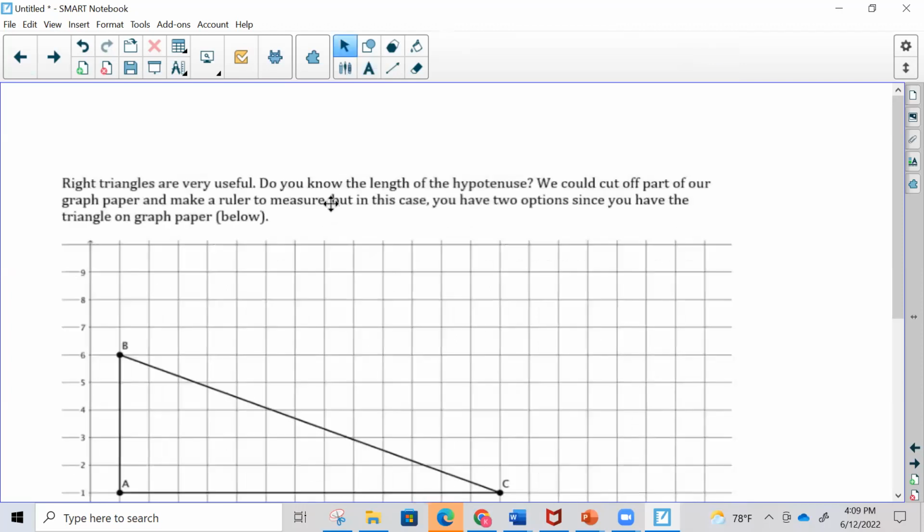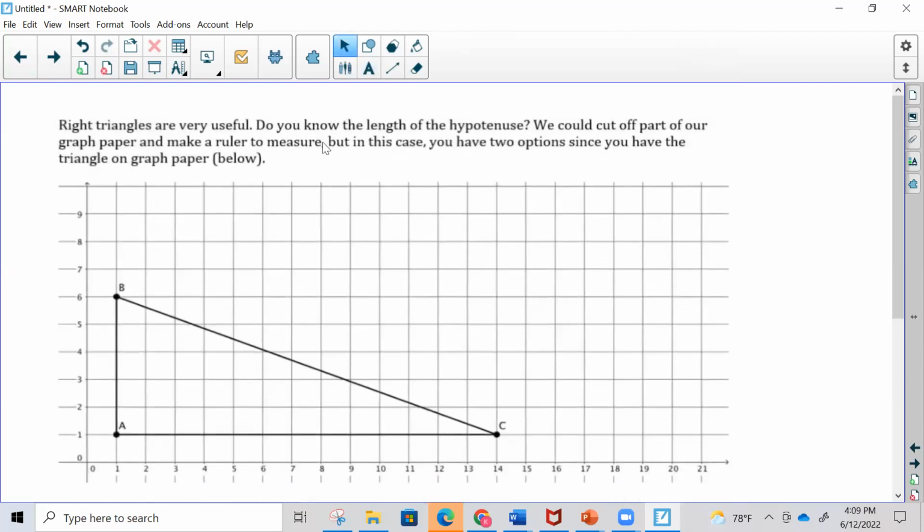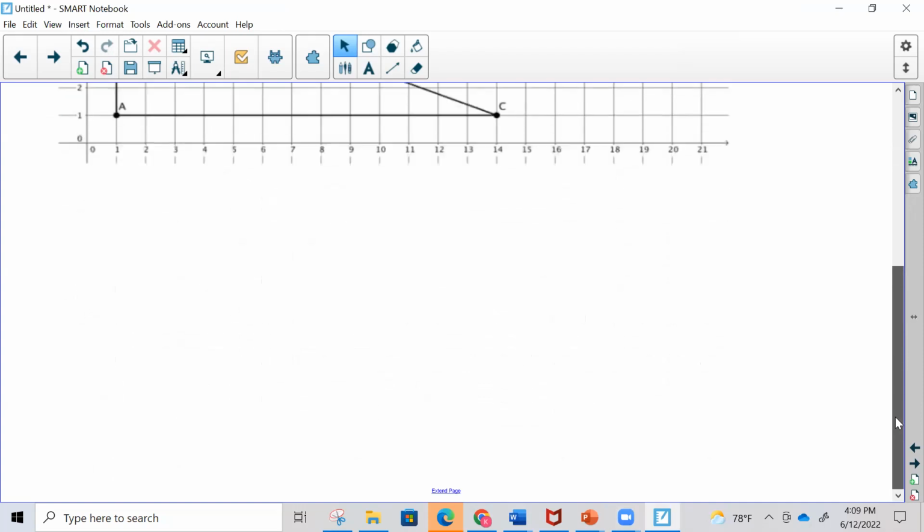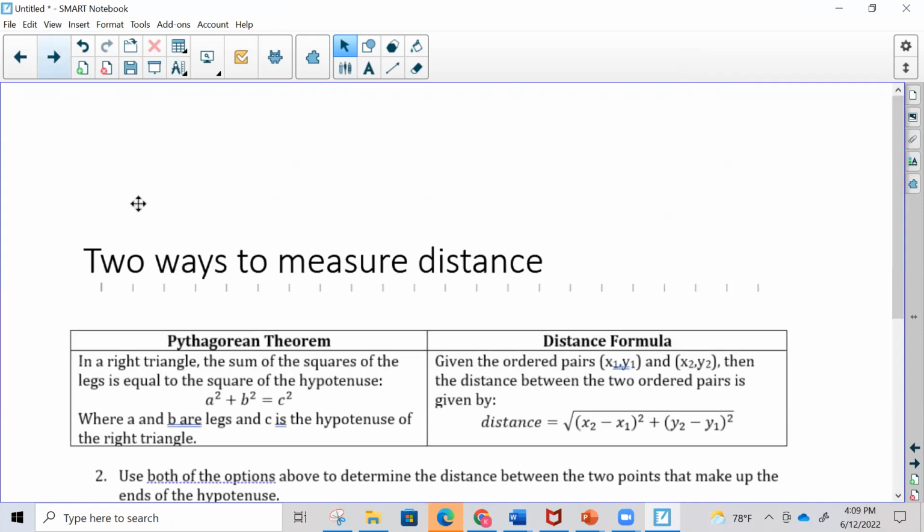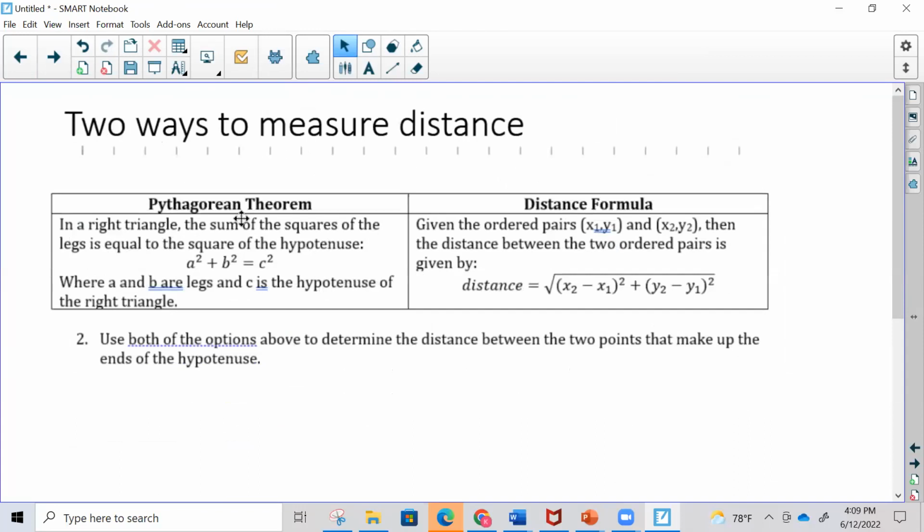If we look at our packet, it's going to talk about right triangles. Right triangles are very useful. Do you know the length of the hypotenuse? We could cut off part of our graph paper and make a ruler to measure, but in this case, you have two options since you have a triangle on graph paper. And so there's two ways to measure distance.